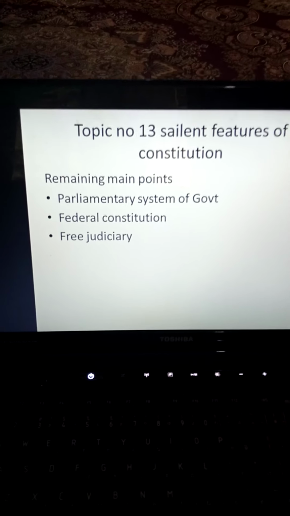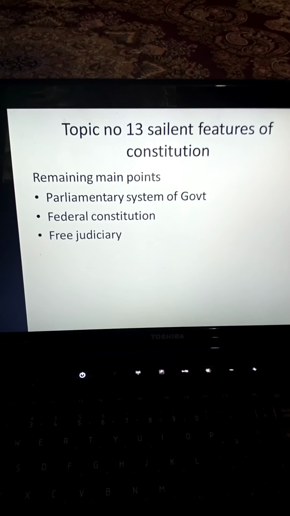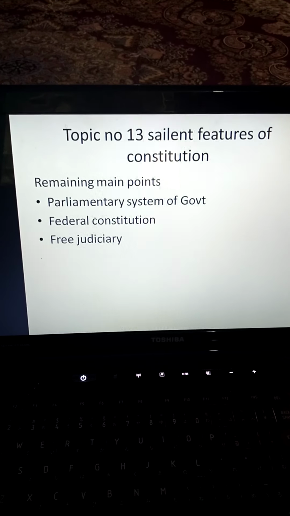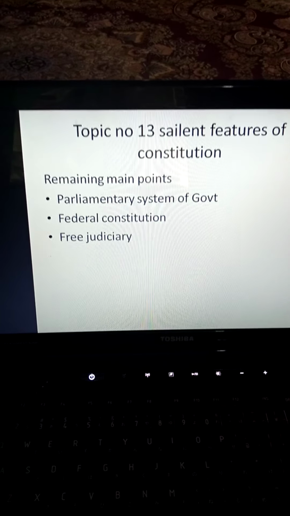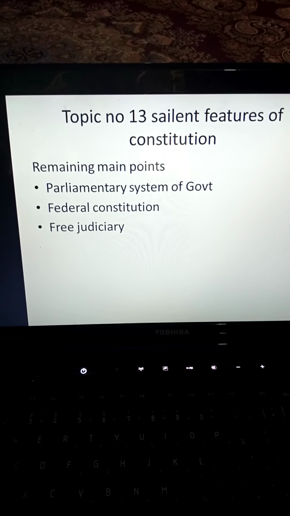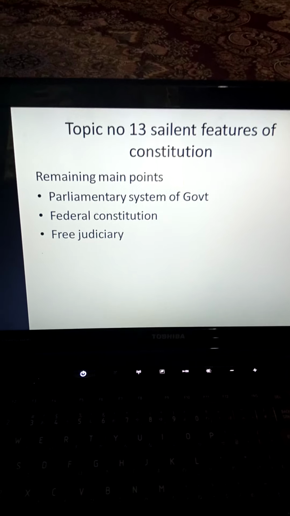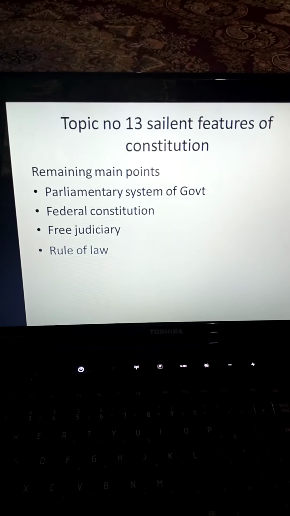Next point is free judiciary. Under the Constitution of 1973, it secures the independence of the judiciary, that the judiciary will be independent, will not come under and will not be underestimated by any powers. It will be free for making its decision.